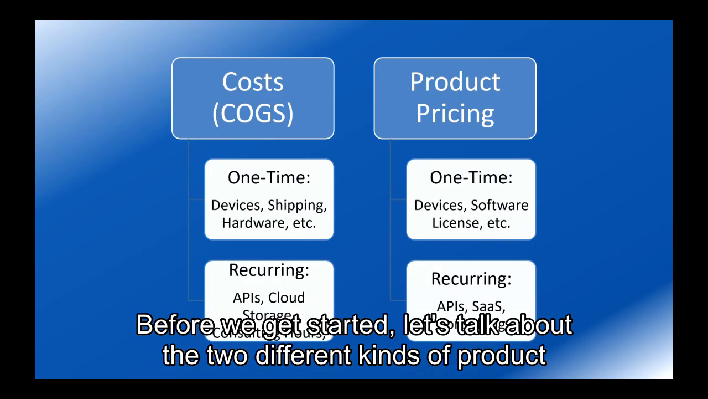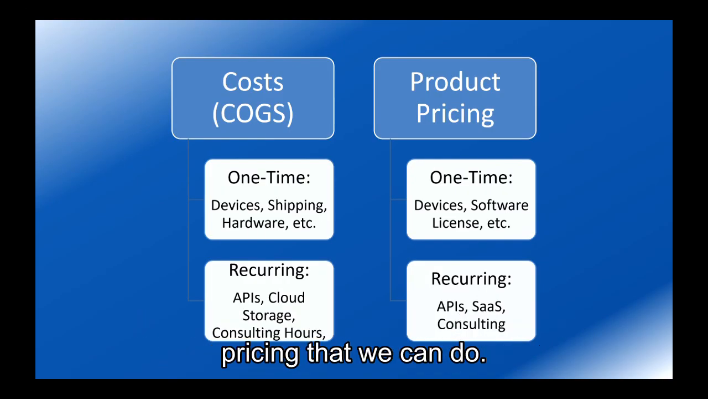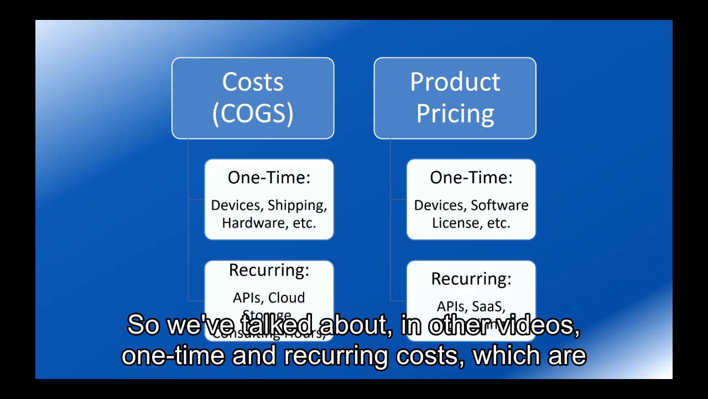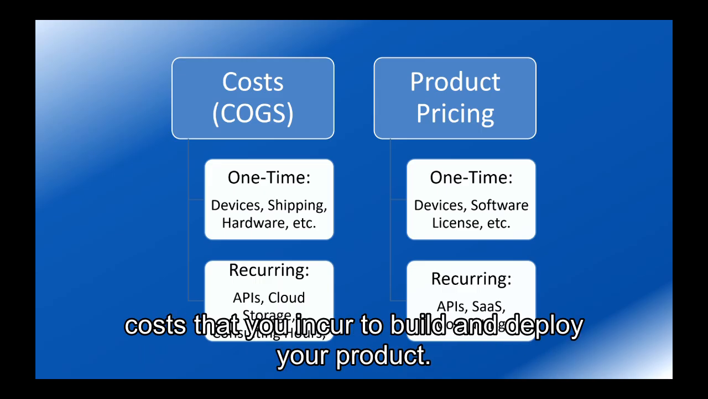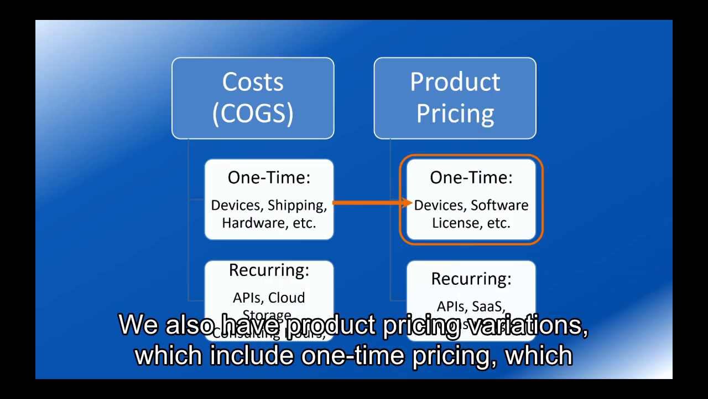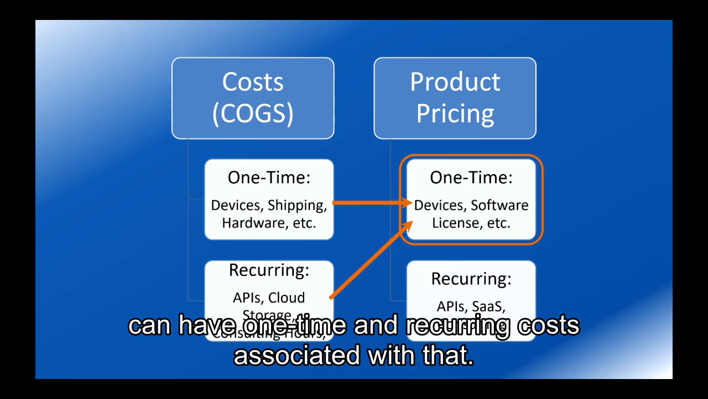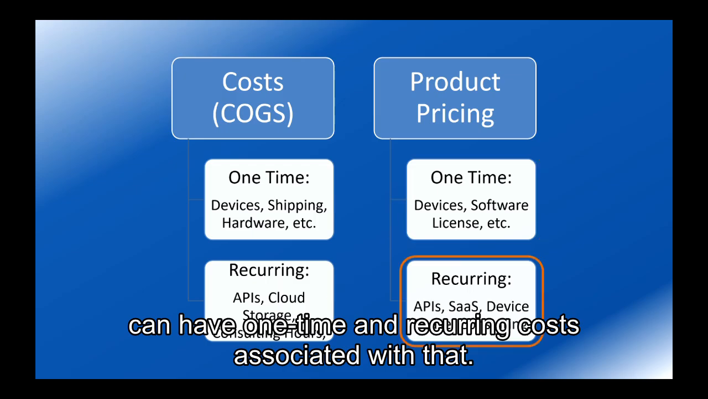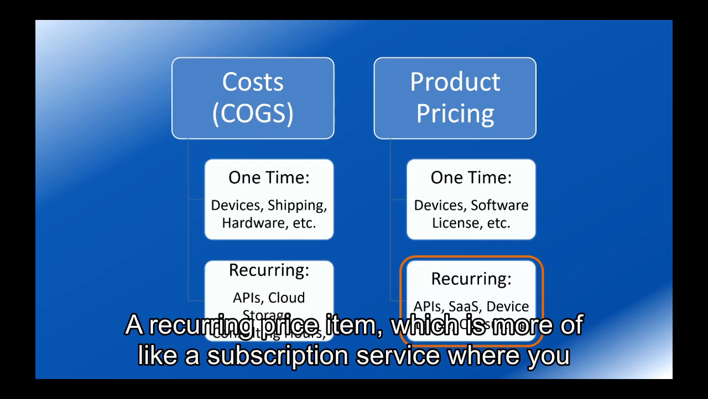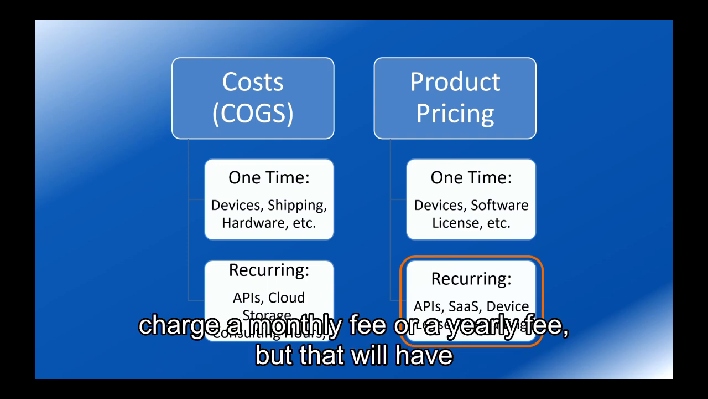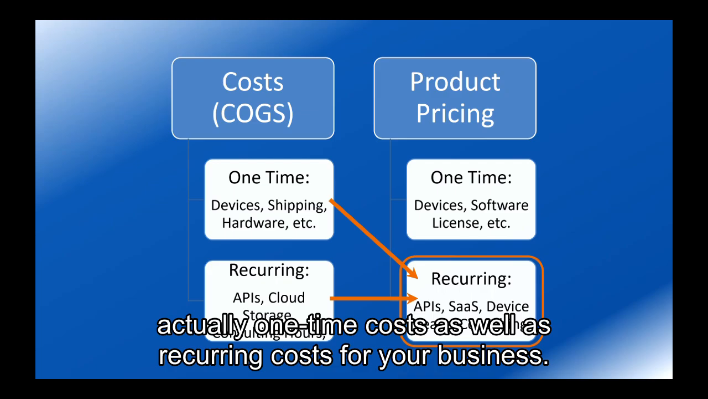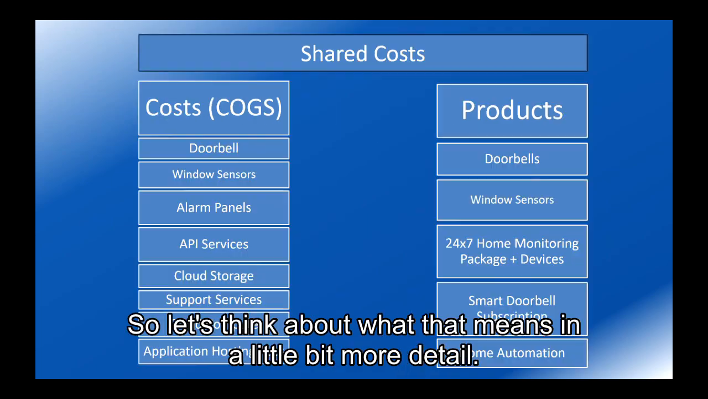Before we get started, let's talk about the two different kinds of product pricing that we can do. So we've talked about in other videos one-time and recurring costs, which are costs that you incur to build and deploy your product. We also have product pricing variations, which include one-time pricing, which can have one-time and recurring costs associated with that. A recurring price item, which is more like a subscription service where you charge a monthly fee or yearly fee, but that will have potentially one-time costs as well as recurring costs for your business. So let's think about what that means in a little bit more detail.